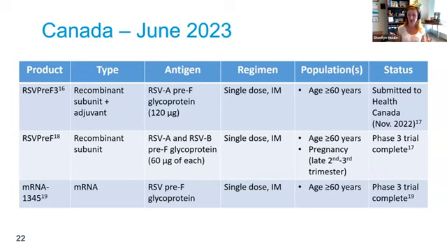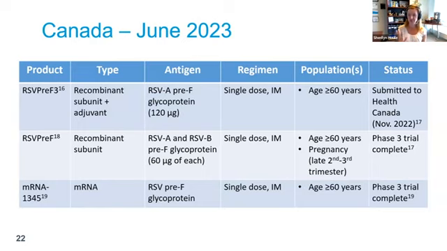So as we saw in the US, we've got approval for both the GSK and Pfizer vaccines in that age 60-plus population. That's also going to be the target population for the Moderna vaccine. And Pfizer is also looking at immunization in the second and third trimester of pregnancy, with the aim of having that antibody transfer then provide protection to the newborn, especially for the first year of life when they're at elevated risk.